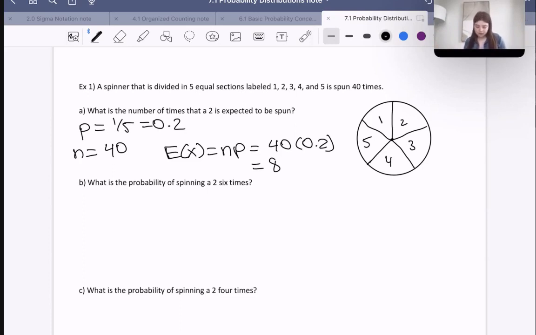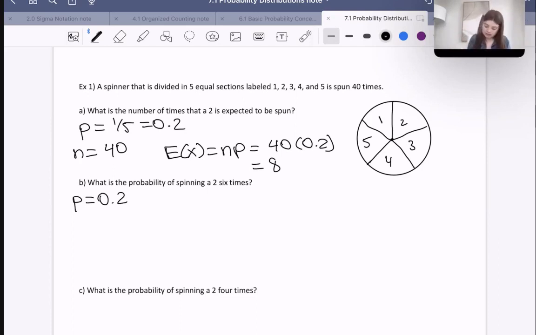The next one asks, what is the probability of spinning a 2 6 times? Okay, so 6 times out of the 40. Let's think about that. So the probability is the same. It's going to be 0.2, right? Because probability is a probability of one success, so of spinning a 2 if we spin it once.